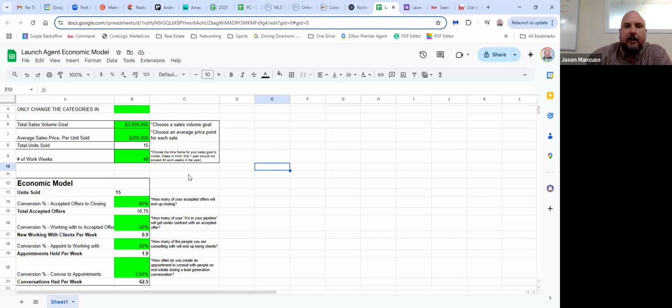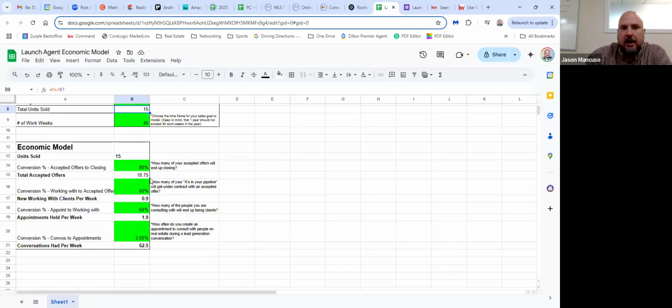So the model itself, all right. This 15 comes from the 15 units sold that we calculated up here, right? So now we're going to run through this model. In order to sell 15 homes, you need to have an accepted offer to have a closing, right? So what percentage of your accepted offers actually close is the question that you're going to need to ask yourself.